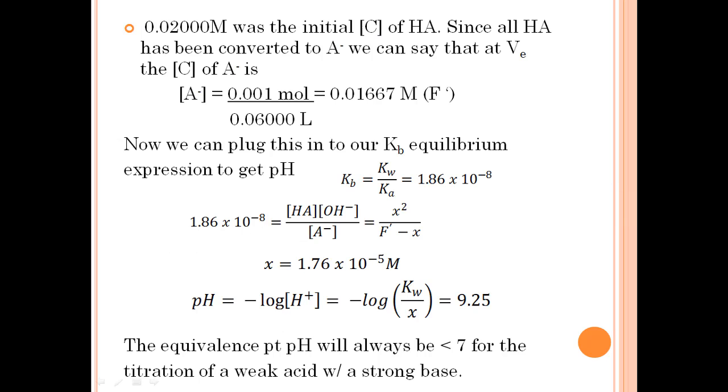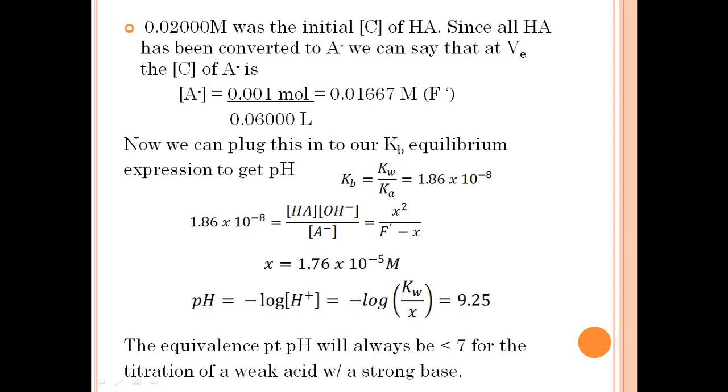At this point, you would take how many moles of weak base was created, which was 0.001, we just calculated that, divided by the volume of the solution, which is now 60 mL, because we've reached the equivalence point, which was 10 mL. 50 plus 10 is 60. So that is now your formal concentration, which is 0.01667. So now we can plug into our Kb equilibrium expression and get our pH.